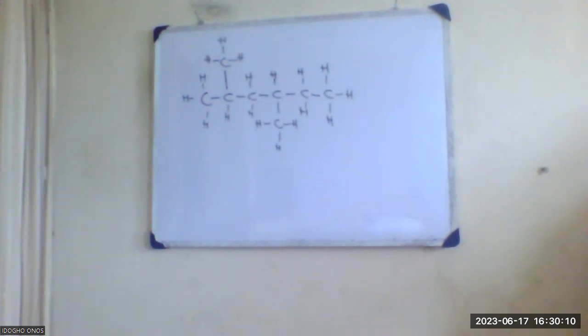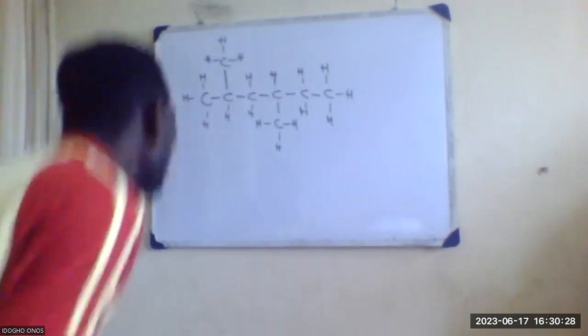Okay, Madam Esther, check again. How many carbon atoms can you count? It's 8. Okay, no longer 7 anymore. You counted 8. Okay, let me see how you arrive at the 8.